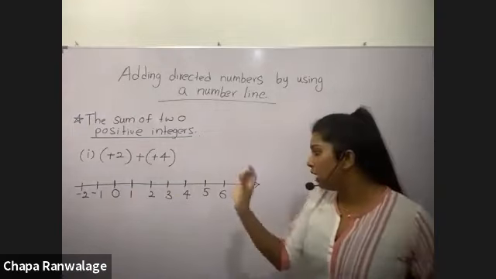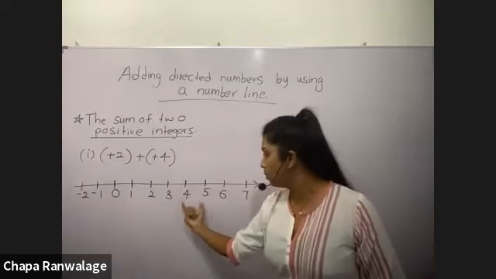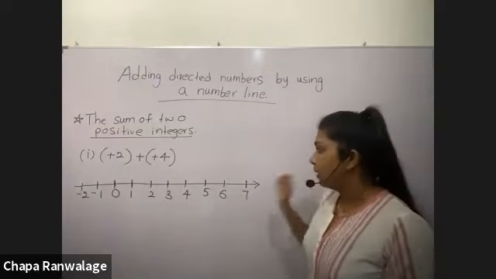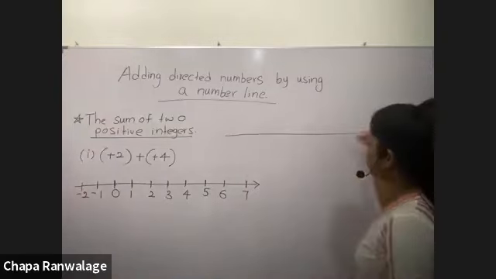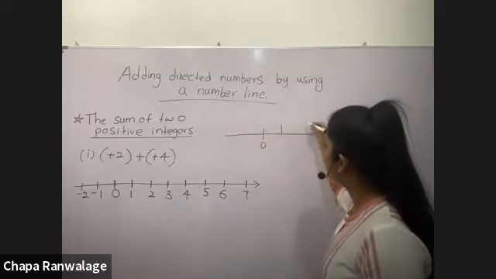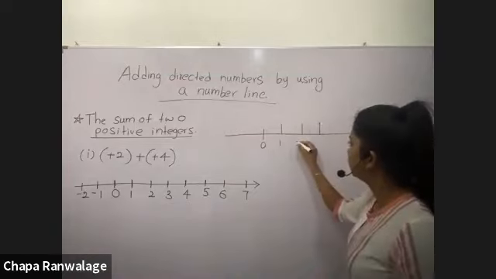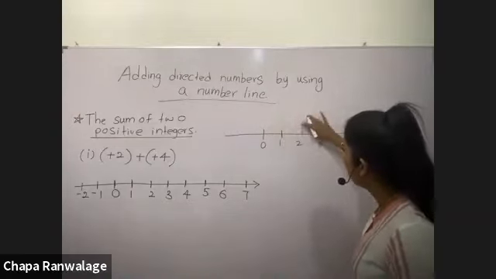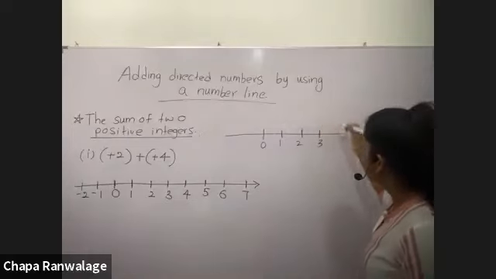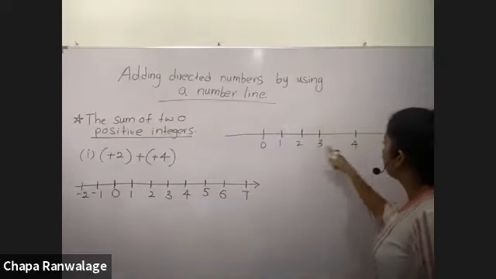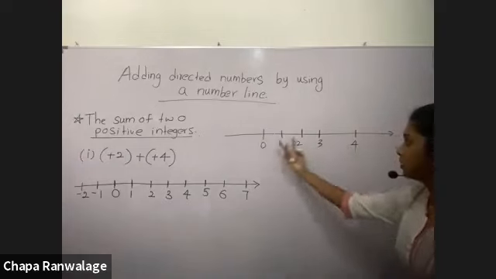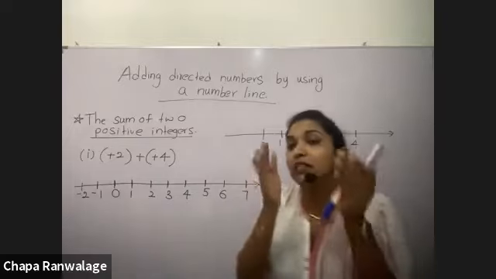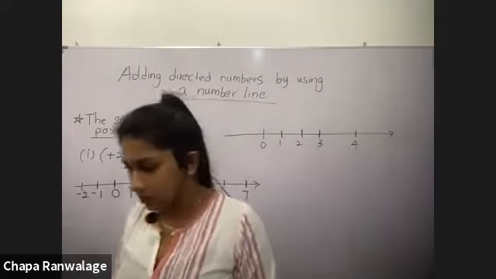You have to keep the same gap between two adjacent numbers. Is this correct? 1, 2, 3. Wrong. This is correct. And can you put 4 by keeping this gap? Now here it is wrong. You have to keep the same gaps. Got it? Yes, teacher.